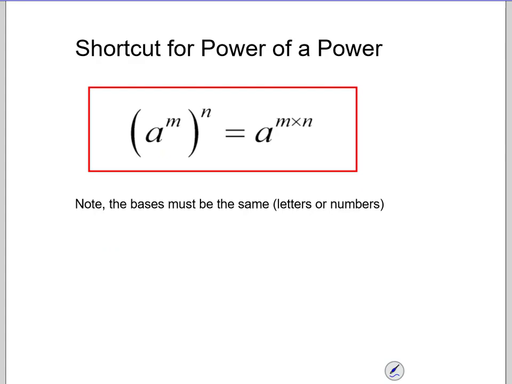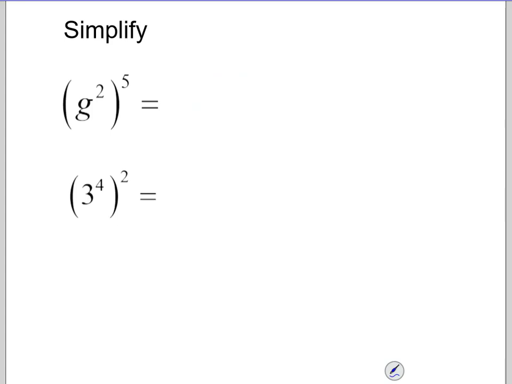So the power of a power, and recognizing the difference between multiplication of powers and power of a power, is one of the biggest mistakes people make. These two are multiplied, and the first rule we looked at is when they're added. So keeping that separated is a big challenge for people. Okay, so pause it here and take a shot, and then we'll take them up.